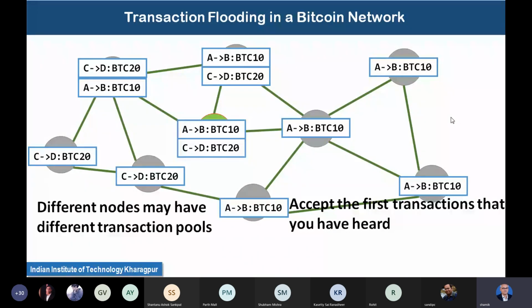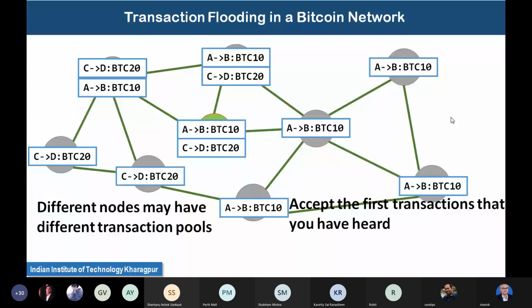As we see, some of them only got A to B BTC 10, some got C to D BTC 20, some got A to B BTC 10 first and then C to D BTC 20 next, and in the reverse order, and so on. So you get these in all possible different sequences. Now, if I am a node which is not making any attempt to mine, I'll just be seeing these transactions that are taking place, just like on that BTC.com site.